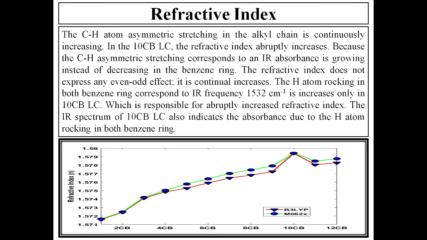It continually increases. The H atom rocking in both benzene rings corresponds to the higher frequency 1532 cm⁻¹, which increases only in NLC, and is responsible for the abrupt increase in the refractive index. The higher spectrum of 10 CVLC also indicates the absorption due to H atom rocking in both rings.